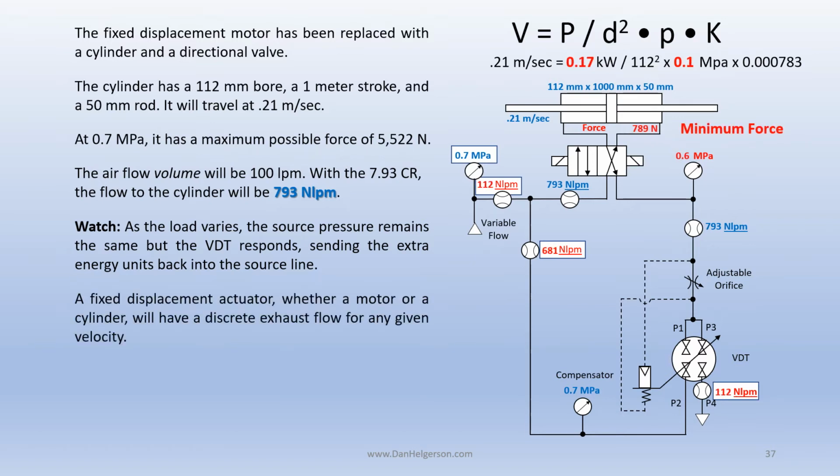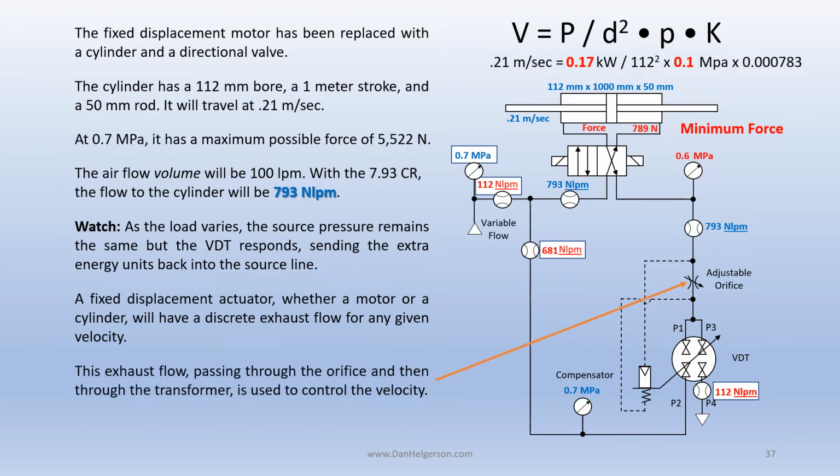So as we reduce the load, what happens is I get more and more flow coming back into the source line. And the fact is, a fixed displacement actuator, whether a motor or a cylinder, will have a discrete exhaust flow for any given velocity. This exhaust flow, passing through the orifice and then through the transformers, is used to control the velocity. There is no need for the restrictive flow control.